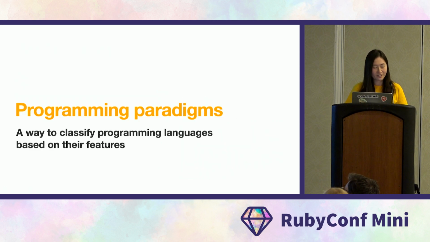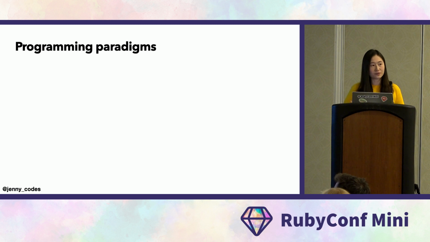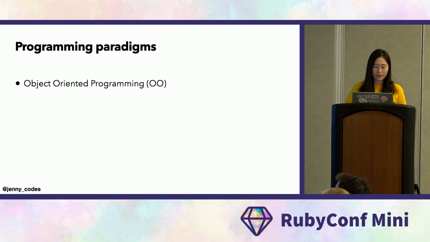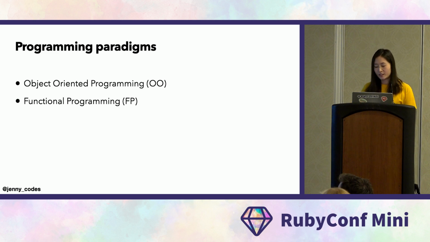Okay, with that, let's talk about the functional programming paradigms. According to Wikipedia, it is a way to classify programming languages based on their features. So there are tons of programming paradigms out there. Object-oriented programming is one paradigm characterized by message passing between objects and encapsulation of the state and behavior. Functional programming, that is the focus today, is another programming paradigm that has its own set of features, which I will talk about in detail shortly.